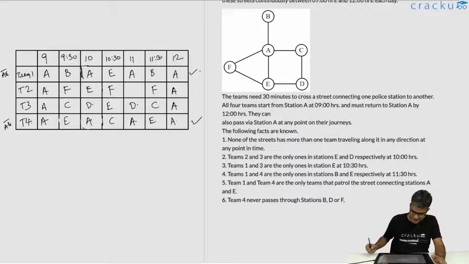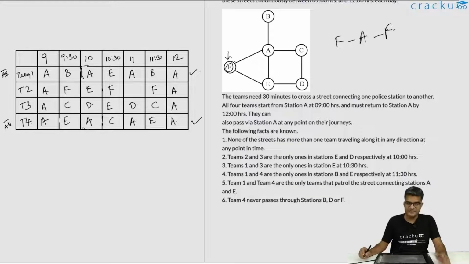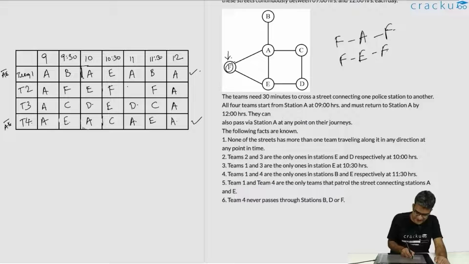So the only thing remaining is where is team 2 at 11 o'clock. At 10:30 it is at F. At 11:30 it is again back at F. Now what is the possibility for this? It can go from F to A and then come back to F. This is one possibility, or it can go from F to E and again come back to F. Both of them are possible. So this can be either A or F.